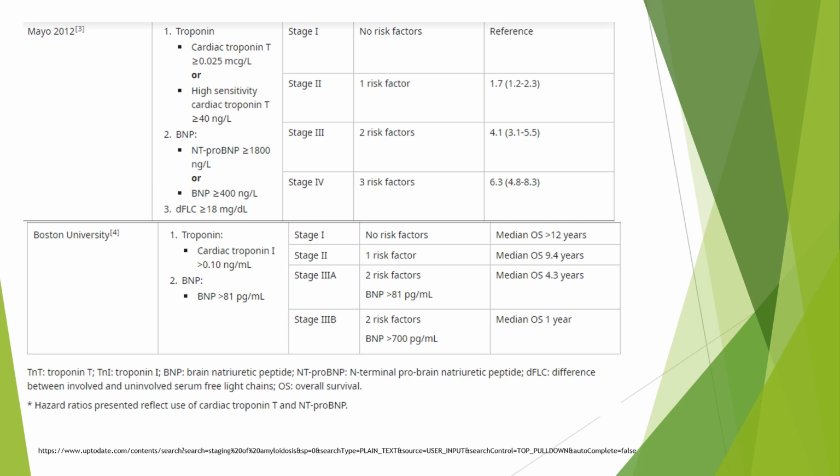So as these values keep on increasing, the stage increases. If it's stage 2, the hazard ratio is 1.7. If it's stage 4, it's 6.3. That definitely means that the chances of mortality in the patient increase as the stage increases.